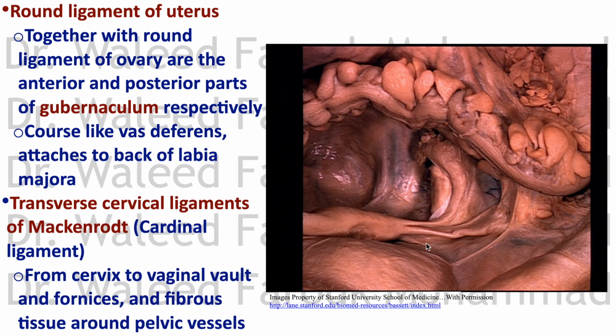Transverse cervical ligament of Mackenrodt. This is called the cardinal ligament. It's from the cervix and vaginal vault and fornices, extending laterally to the fibrous tissue around the pelvic vessels, and it's important in maintaining the position of the uterus. Of course, you can't see it here.